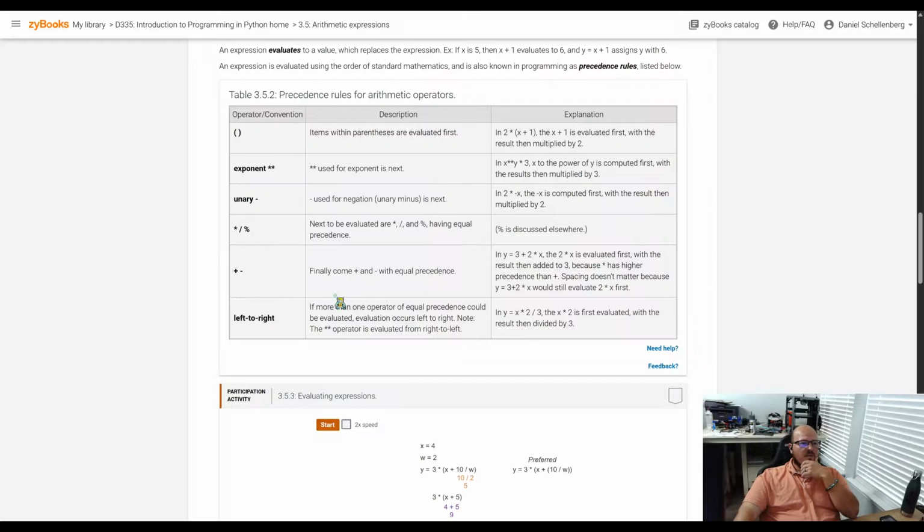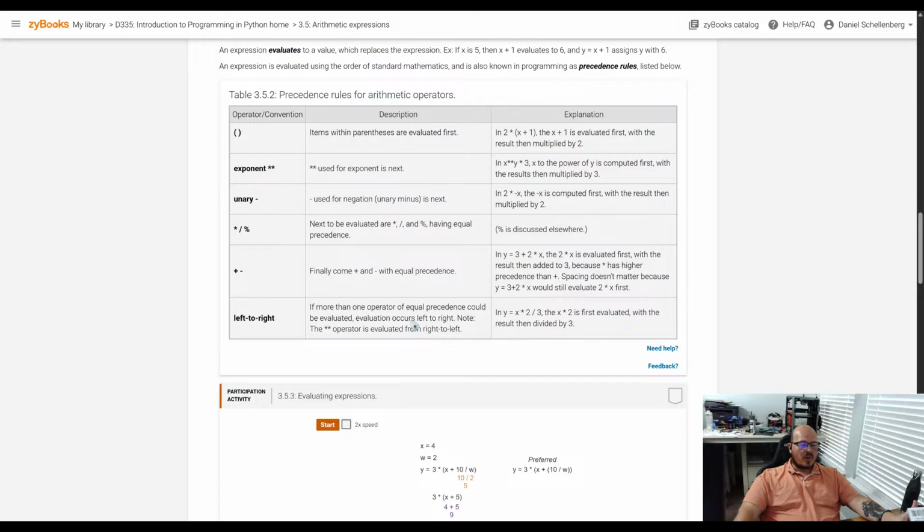Finally, come plus and minus with equal precedence. In y equals 3 plus 2 times x, the 2 times x is evaluated first because it says up here that it has higher precedence than plus minus, with the result then added to 3 because times has higher precedence than plus. Spacing doesn't matter because y equals 3 plus 2x times x would still evaluate 2 times x first.